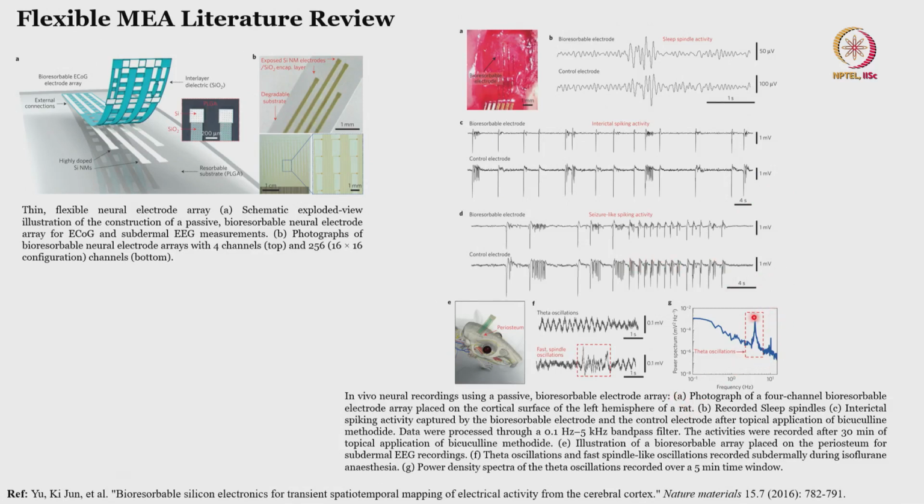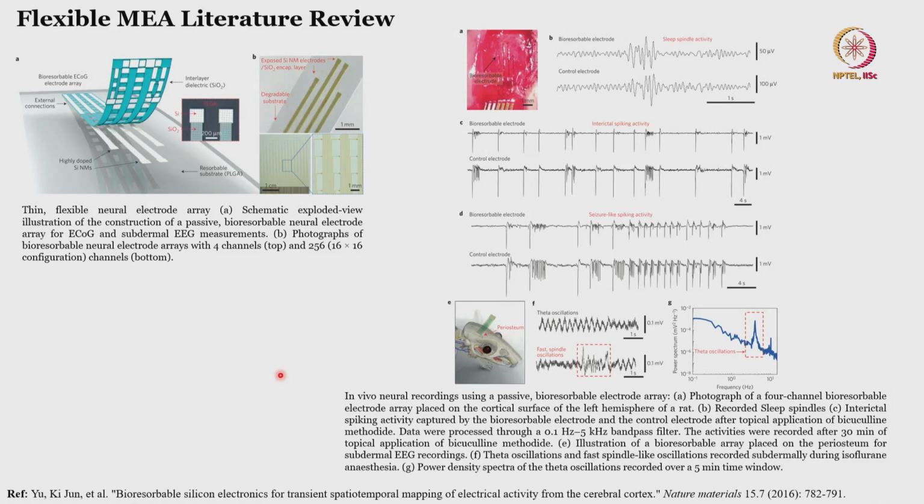The next one is a theta oscillation, as you can see here, and then there are fast spindle oscillations, as you can see here. The point I am making is that using this flexible bioresorbable 4 channel electrode array placed on the cortical surface of the left hemisphere of the rat, the authors, Jun et al., in work published in Nature Materials in 2016, were able to understand what kind of electrical signals they can measure using a bioresorbable electrode, and how its performance is different compared to the control electrodes.